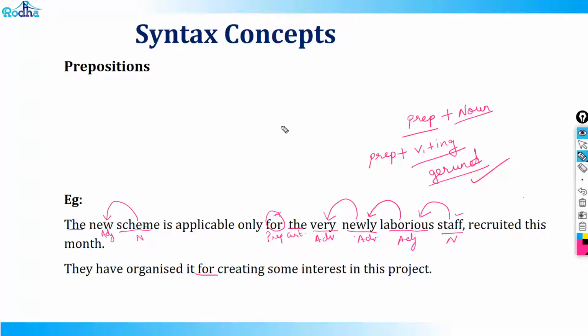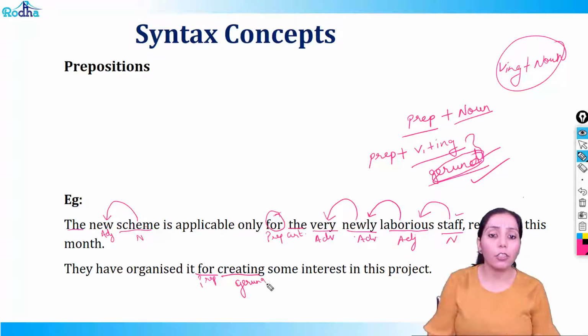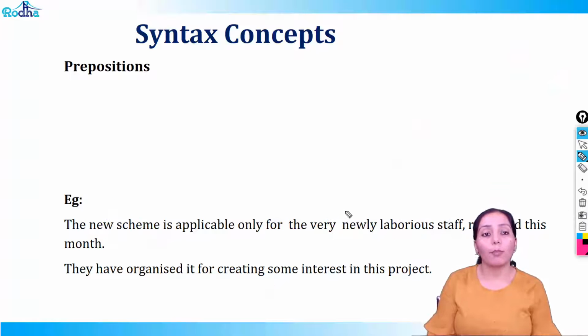What I told you is that at times it happens that with a preposition, the ing form is coming, and that ing form we consider as a gerund. Gerund means what? That verb ing form which is behaving like a noun. So for is the preposition and after that the verb ing form is coming. So this is the gerund and this gerund will be taken as a noun.